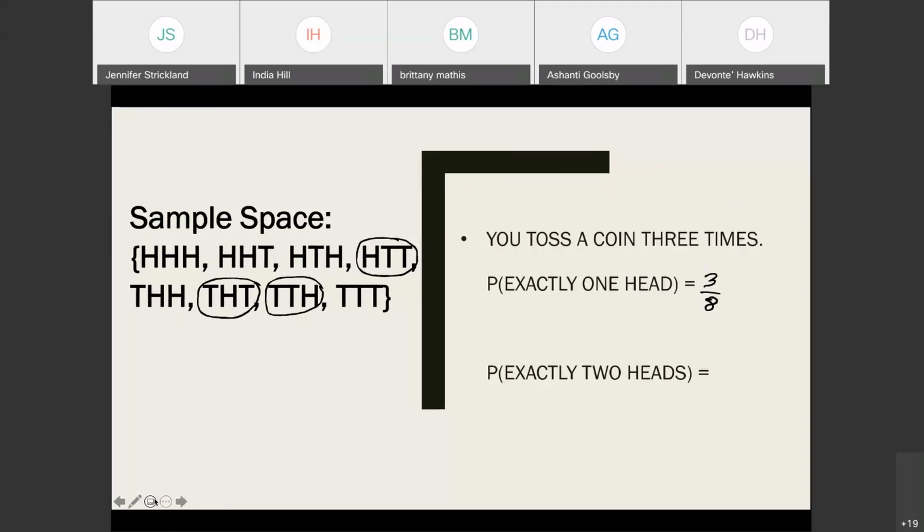And then for the second one, we want exactly 2 heads. So how did you say for that one? Exactly 2 heads. So we would have that one. 3 over 8. Yeah, 3 over 8 there too, right? Anybody have a question with those? Okay, good. So let's move on.